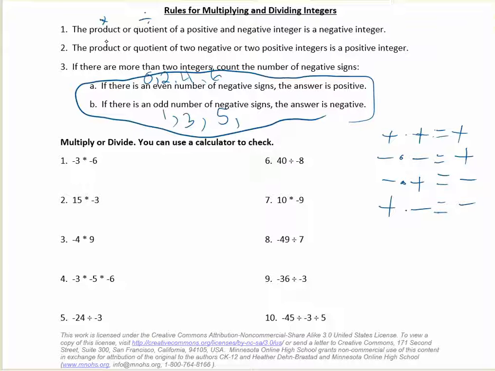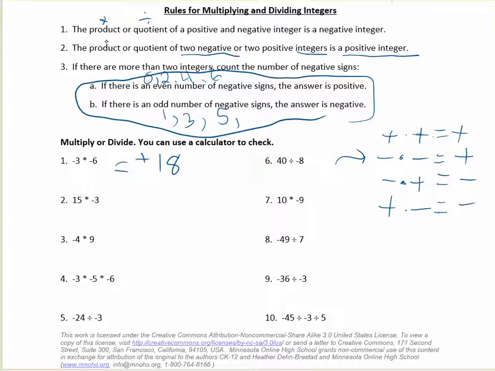Alright, number 1 is a negative 3 times a negative 6. If you have a negative times a negative, you will get a positive integer. The product or quotient of two negative integers fits into that part, or you can see it right here. So my answer will be positive something, and then you multiply the 3 and the 6 together to get 18. So this would be positive 18.